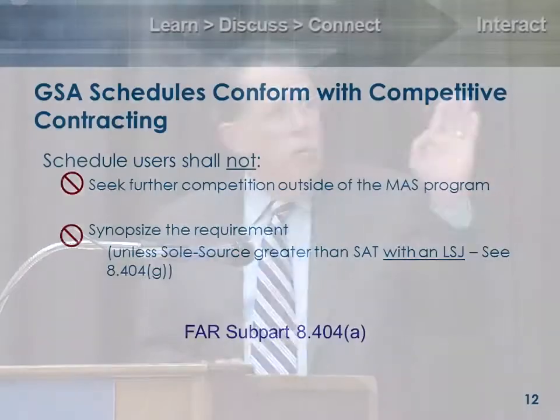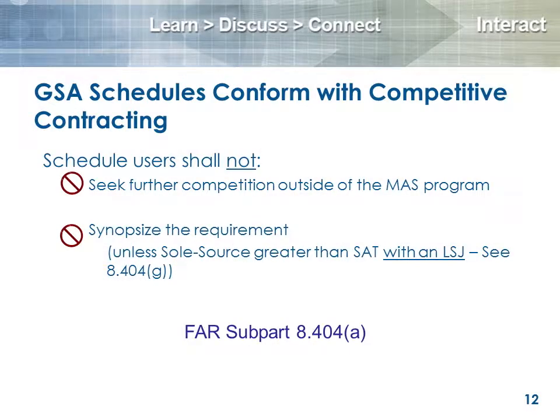Different term, just about the same processes, and I'm going to now use those to concentrate my final selection, if you will, all right? And so, there are similarities, but we use different terms and the processes are just a tad bit different. All right, so when we speak about that aspect, we're either in the program or we're not, and then we don't synopsize. Now, that concept of the sole source greater than simplified acquisition in LSJ is found in 8.405(g).